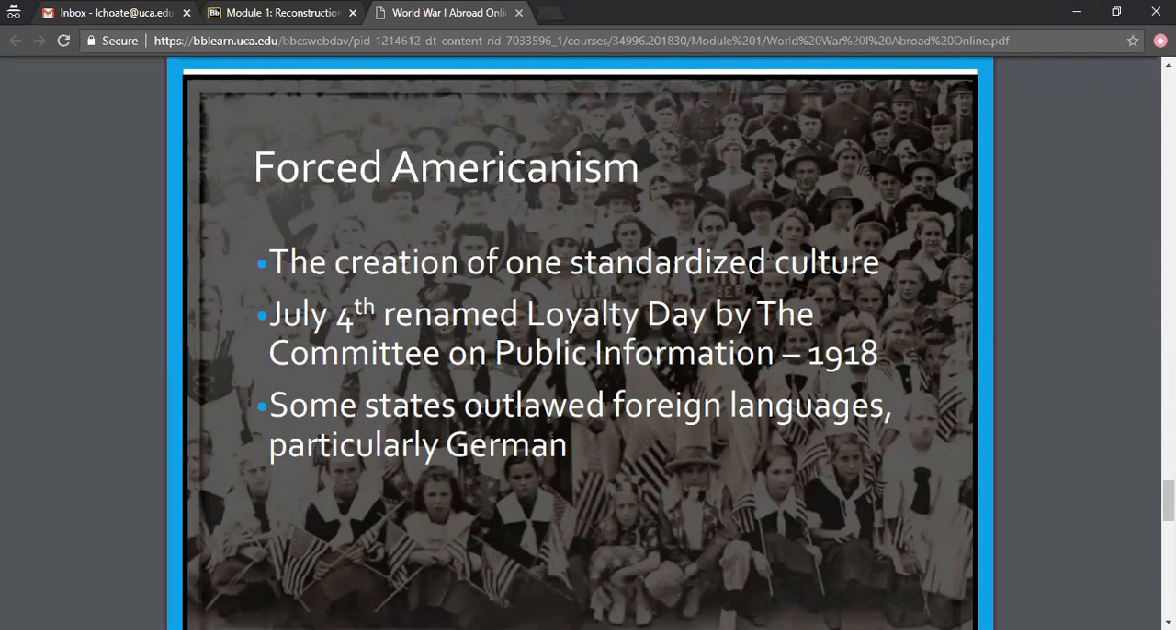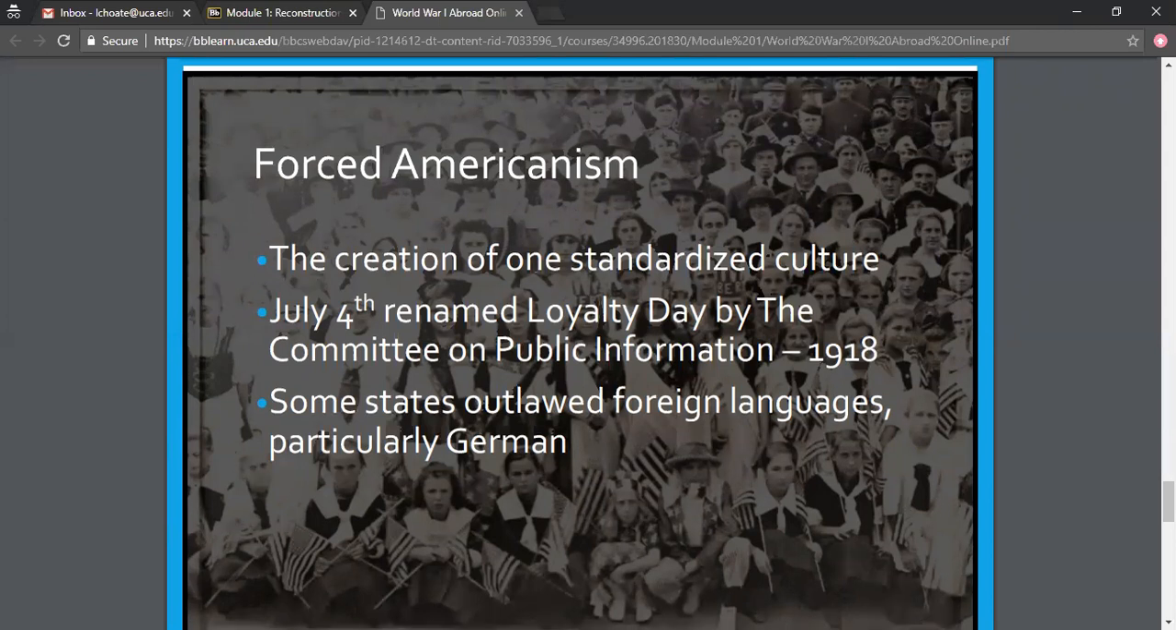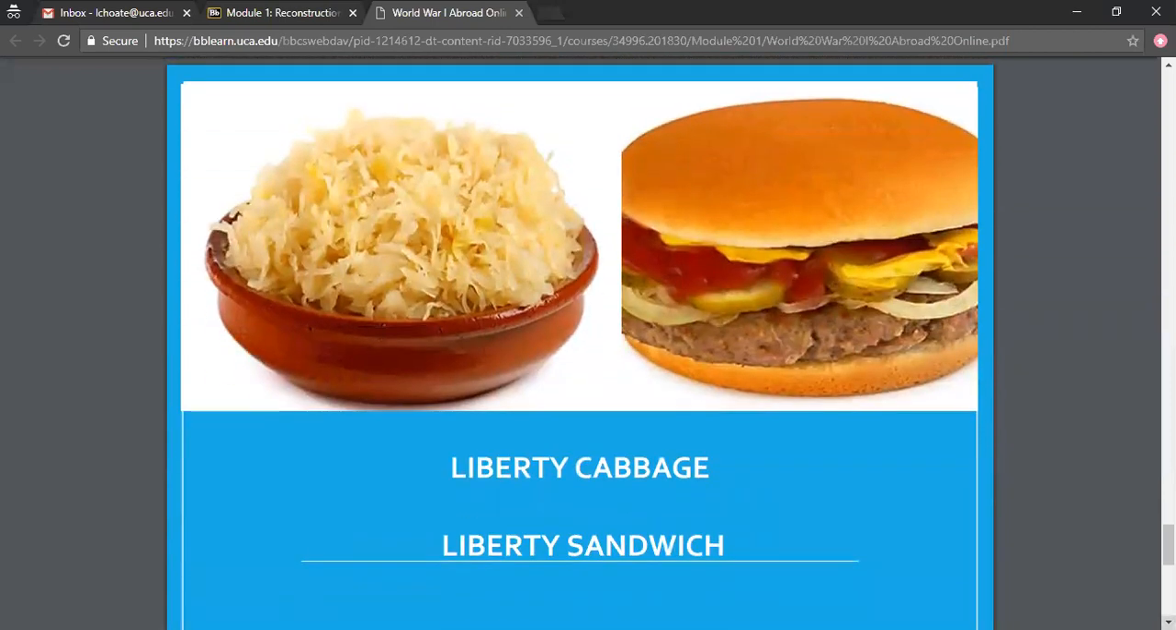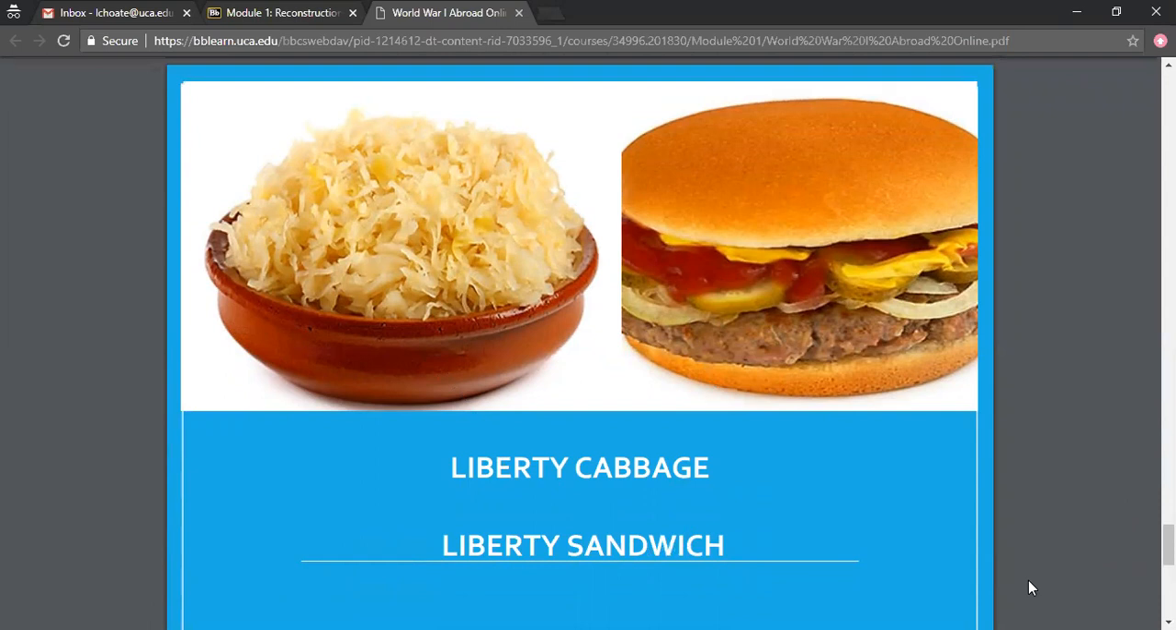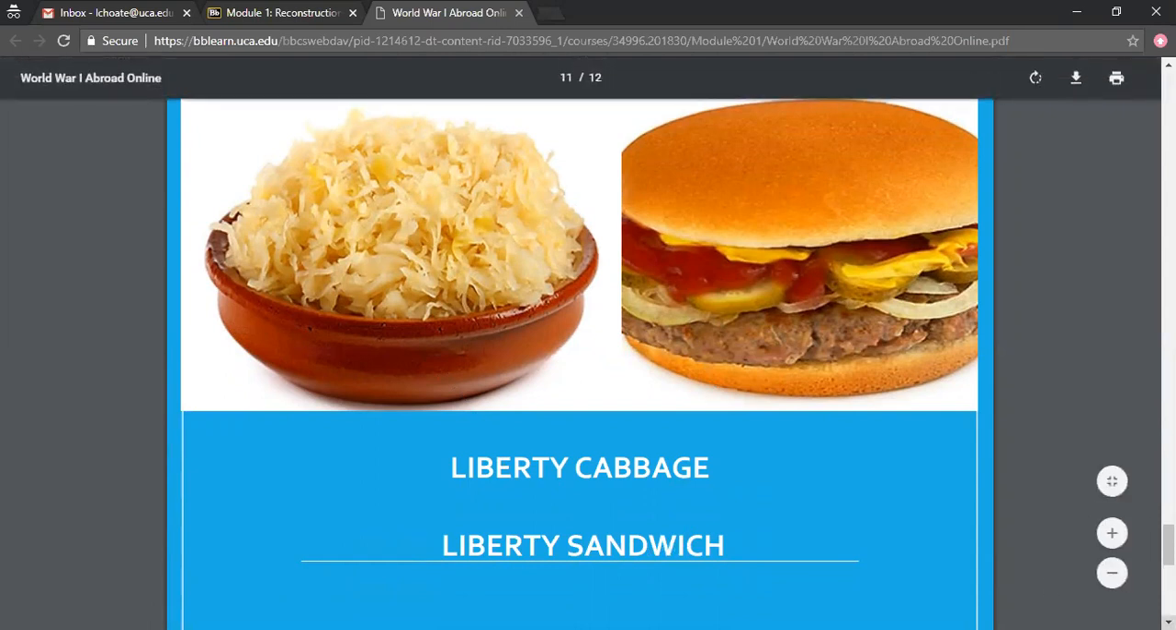It was the idea that if you were a patriot, you were loyal to your country no matter what. Other states would outlaw foreign languages, particularly German. It became illegal to speak German in the United States because of this fear of the otherness, because of this fear of anything that was not 100% American. As sort of an amusing example of this, we even decided to stop using American words with German origins, like sauerkraut, which became Liberty Cabbage, and hamburger, which became Liberty Sandwich. So if you were really patriotic, you could put Liberty Cabbage on your Liberty Sandwich, and then nobody could accuse you of not being a patriot.